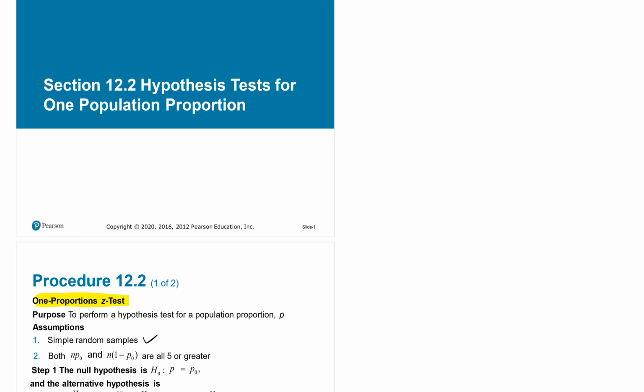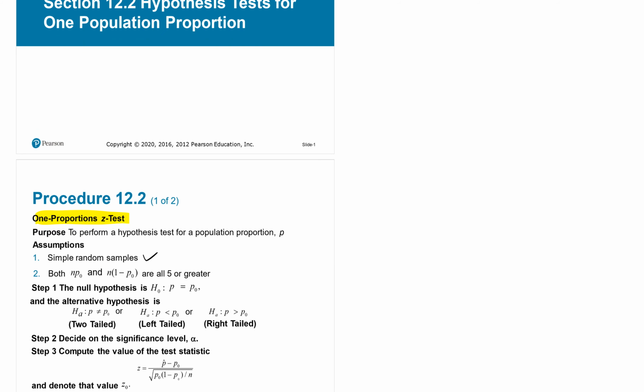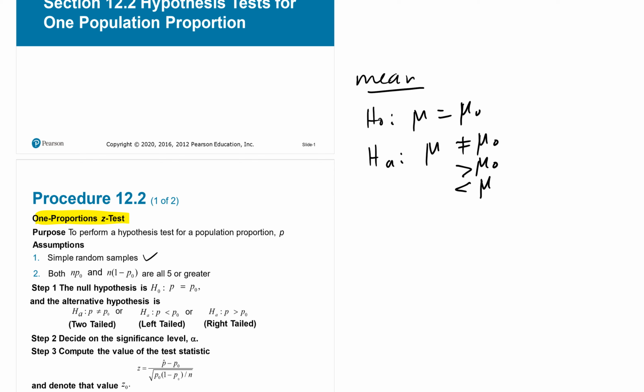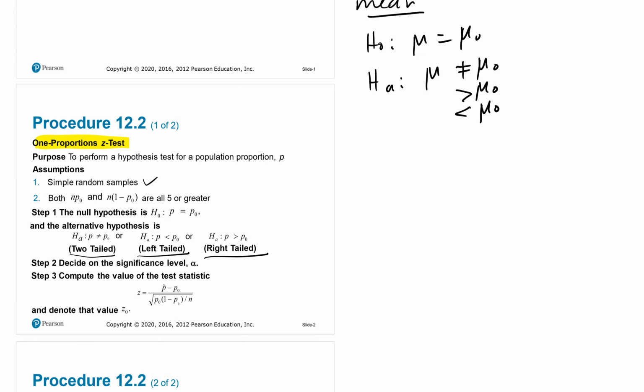Both n p sub 0 and n times 1 minus p sub 0 must be greater than or equal to 5. When it comes to setting the null hypothesis, if you remember, with the mean we set H0 to be mu equals mu 0, and Ha or H1 was mu either does not equal mu 0, or bigger than mu 0, or less than mu 0. Here, instead of mu, we have p for population proportion. And so one of these tests is going to be either a two-tailed test, left-tailed test, or right-tailed test, as we did before.